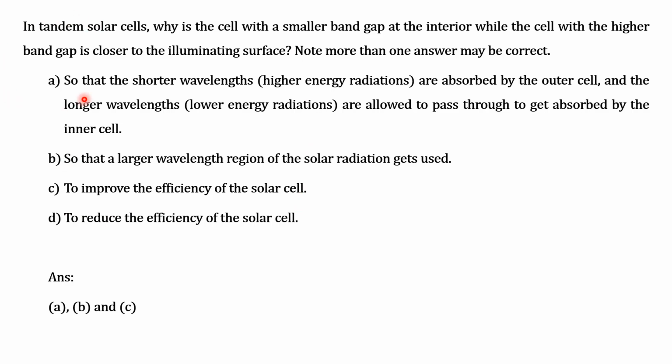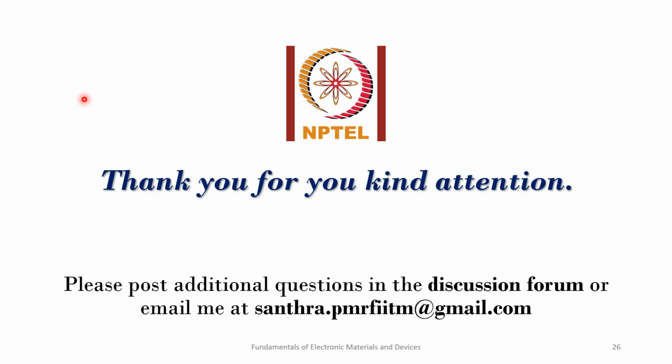So is it correct and clear to all of you? Yes, ma'am. Usually what happens is that whatever is not absorbed in one region is just transmitted, and it will be lost. So that these longer wavelengths are also captured, we will create a second junction such that the longer wavelengths are allowed to pass through and get absorbed by the inner cell. So that is the case here.